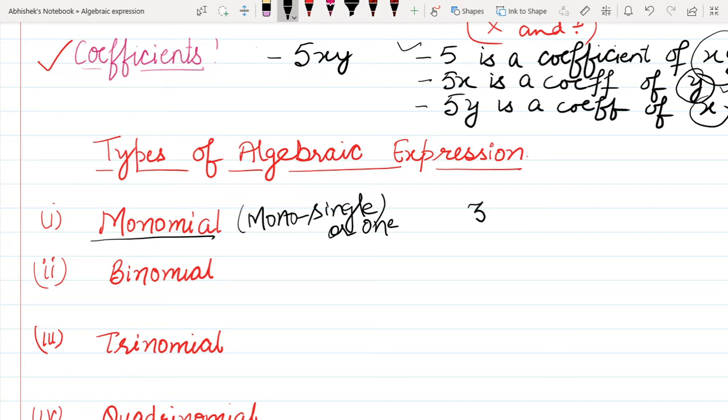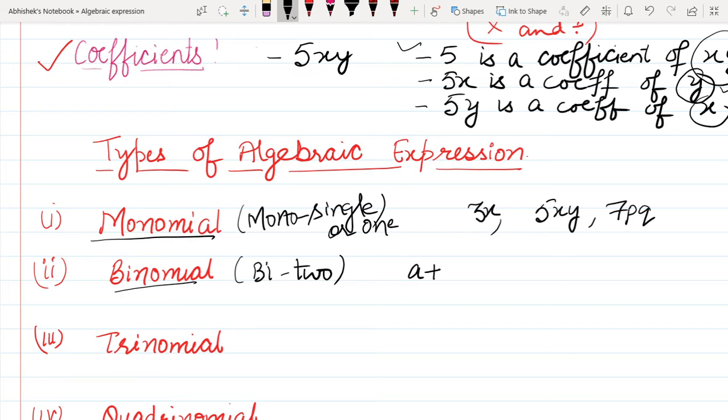Suppose 3x, 5xy, 7pq. These are single terms, so these are known as monomials. Next is binomial. Again it is clear from the word only, bi. Bi means 2. So an algebraic expression which consists of two non-zero terms is known as a binomial.